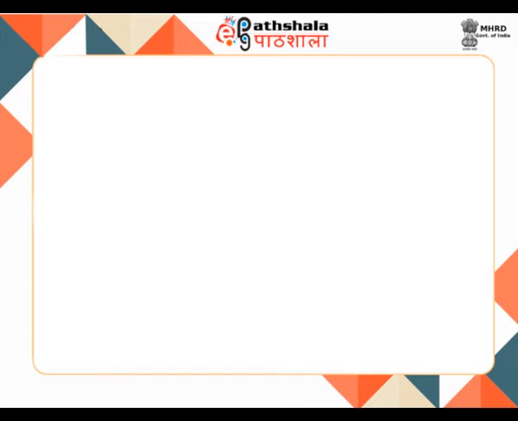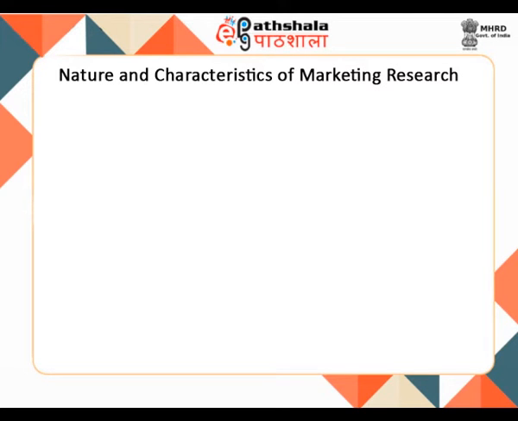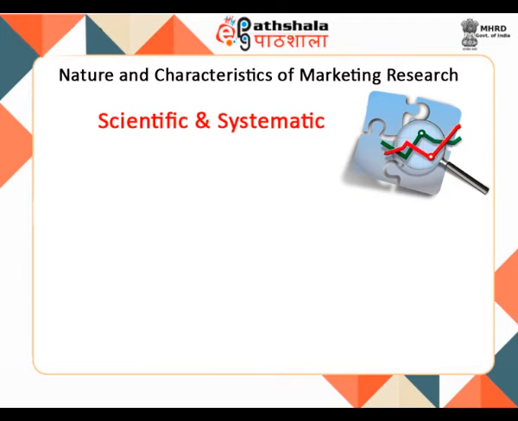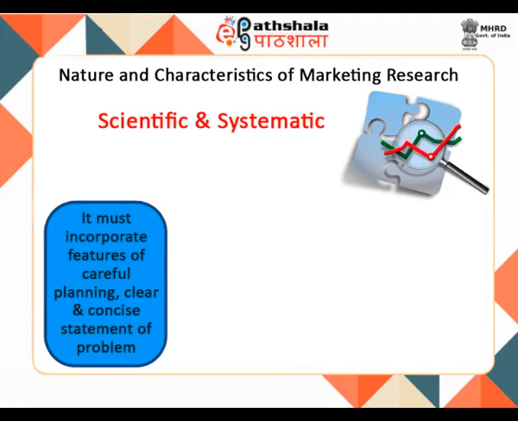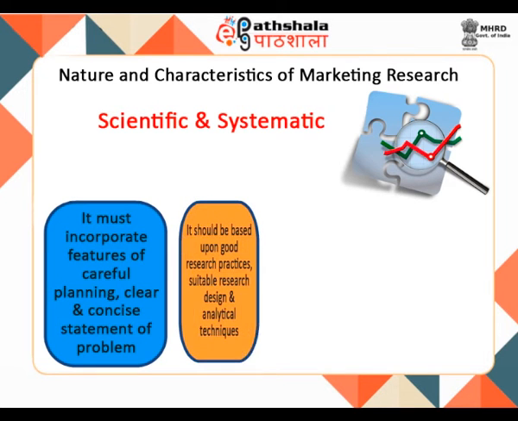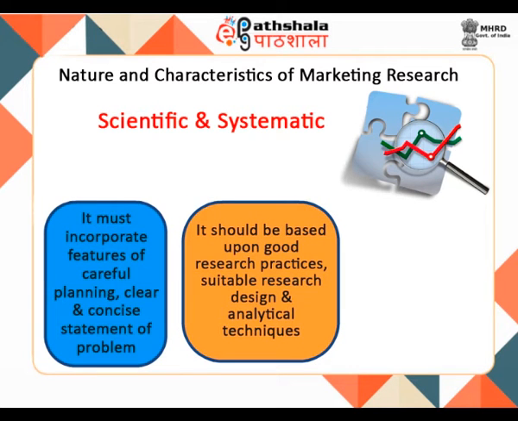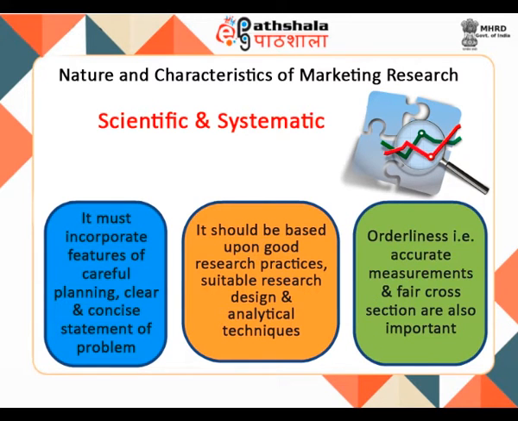Let us now move on to the nature and characteristics of marketing research. We shall discuss the features one by one. Scientific and systematic. The primary characteristics of any research is that it should be scientific and systematic. To be called a scientific research, it must incorporate the features of careful planning and clear and concise statement of the problem. Further, it should be based upon good research practices and suitable research design and analytical techniques. Orderliness, that is, accurate measurement, and fair cross section are also important to make the research a systematic one.